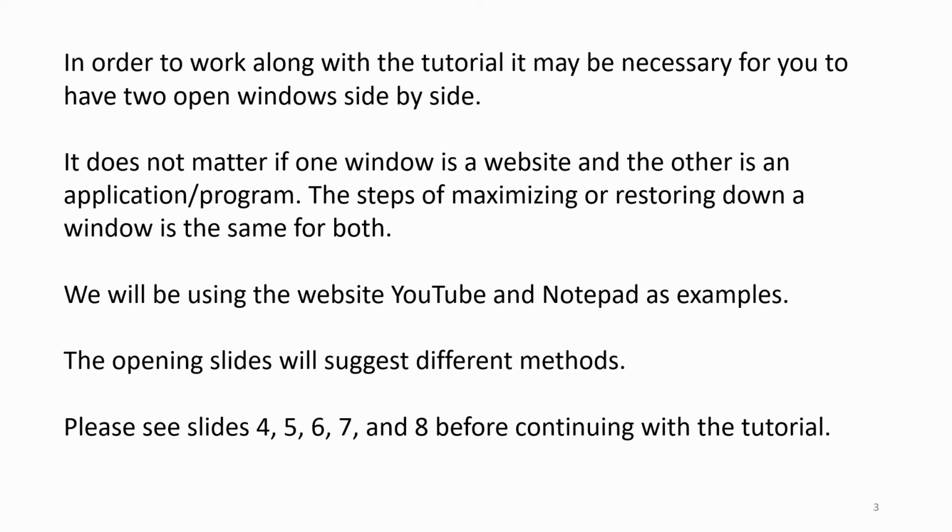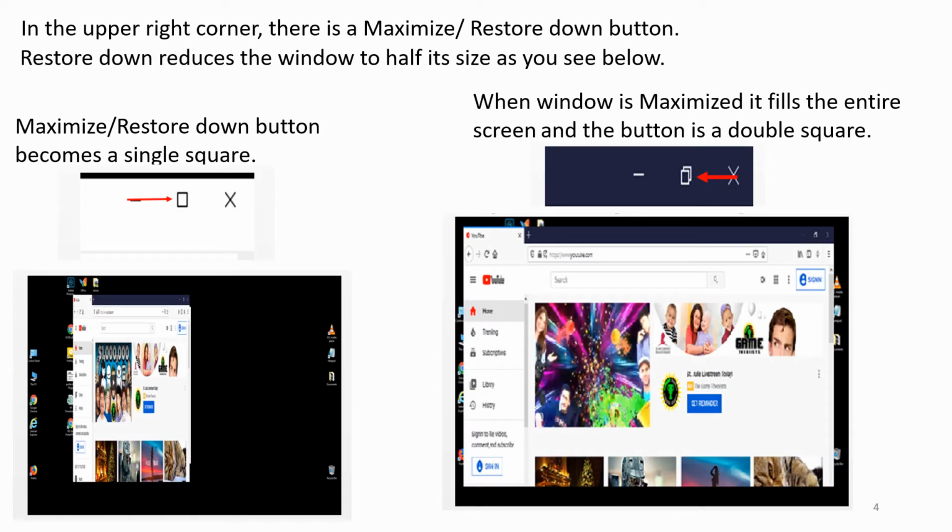The opening slides will suggest different methods. Please see slides 4, 5, 6, 7, and 8 before continuing with the tutorial. In the upper right corner, there is a Maximize Restore Down button. Restore Down reduces the window to half its size, as you see below. Maximize or Restore Down button becomes a single square. When the window is maximized, it fills the entire screen and the button is a double square.